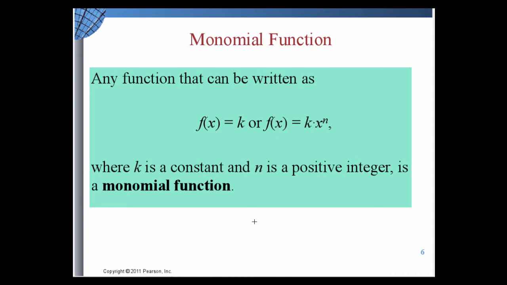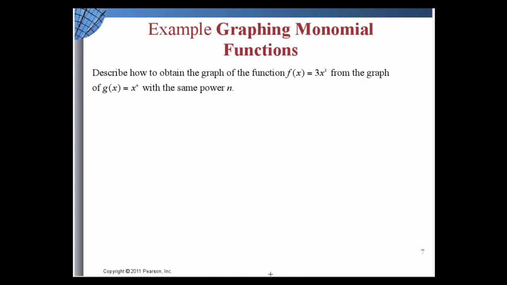A monomial function is any function that can be written as f of x equals k, or f of x equals k times x to the n, where k is a constant and n is a positive integer. It's a monomial function. So describe how to obtain the graph of the function f of x equals 3x to the third power from the graph of g of x equals x to the n with the same power n, meaning g of x equals x to the third power. How could we get f of x from g of x? What's different about these two?